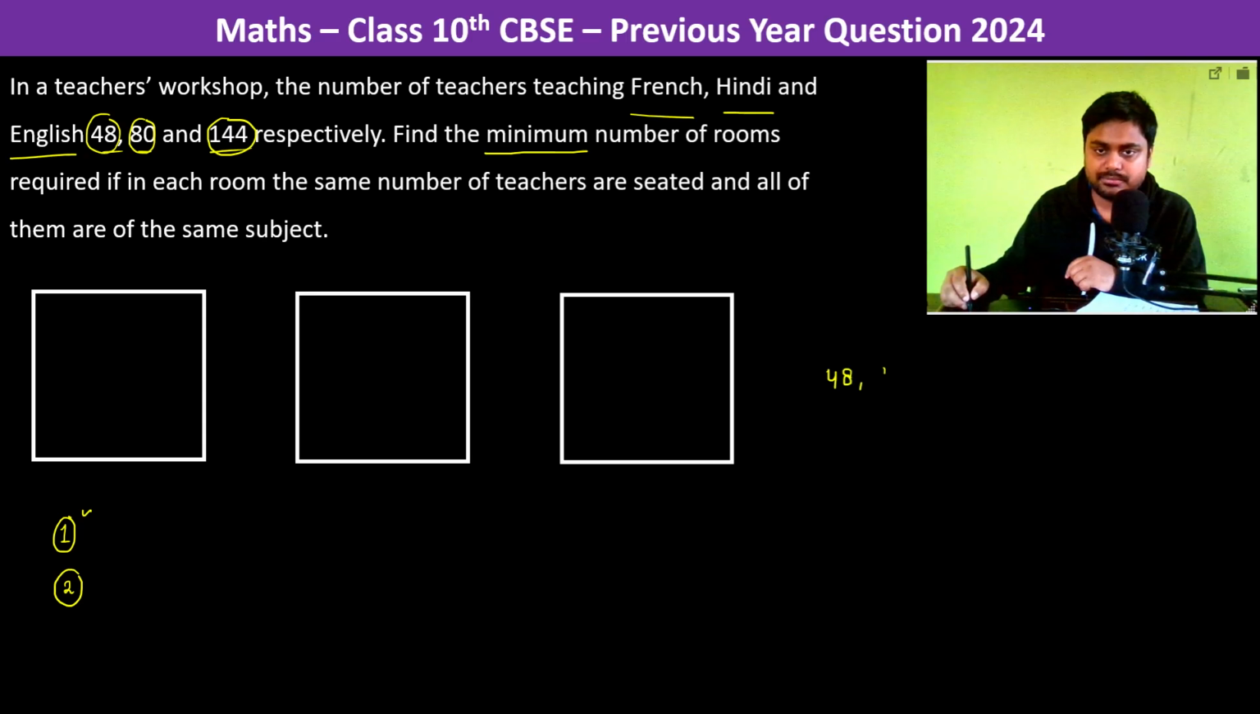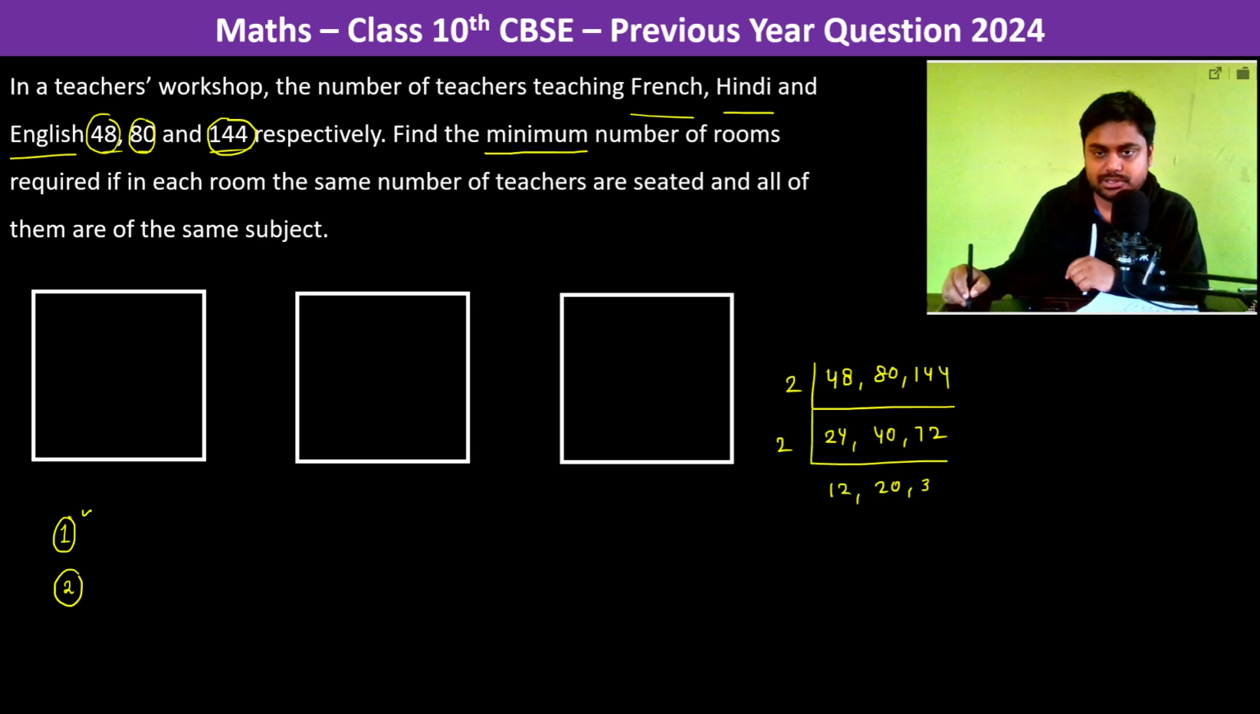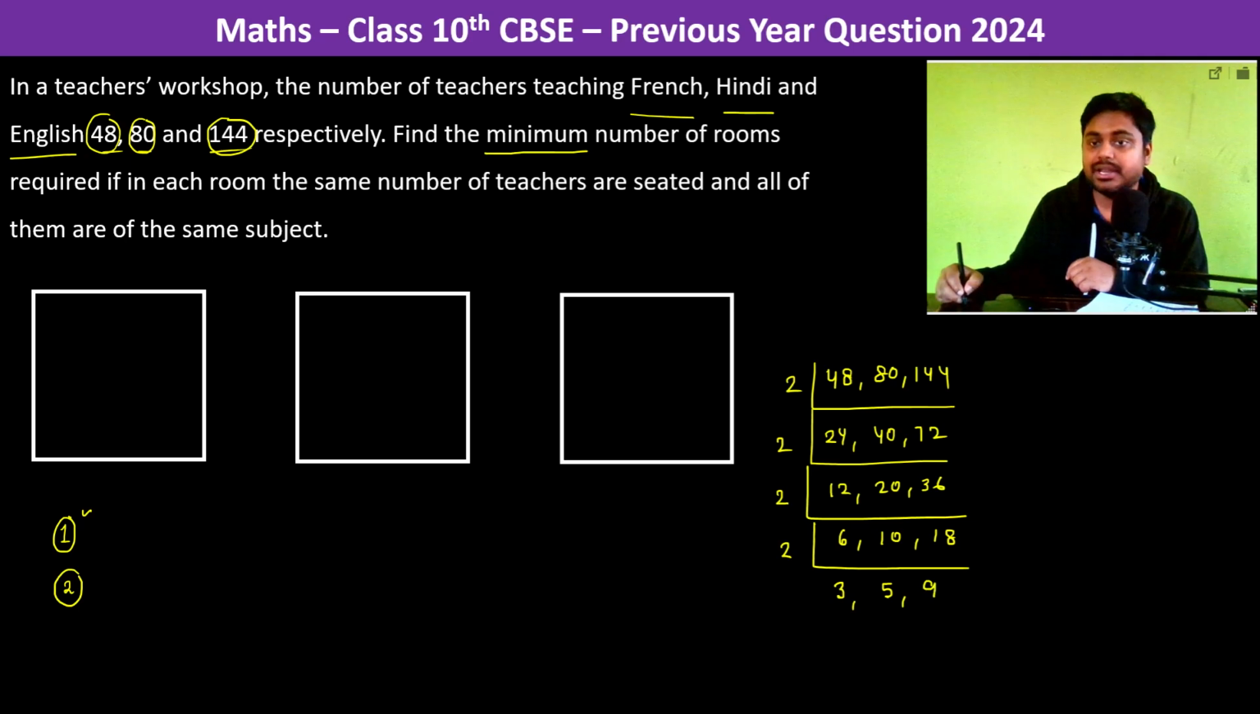So 48, 80 and 144. Dividing by 2, this becomes 24, this is 40, this is 72. Again 2, this is 12, 20, 36. And then again 2 is going to be 6, 10, 18. 2 again, so it's going to be 3, 5 and 9. So what is the HCF? It's 2 to the power 4, basically it is 16.